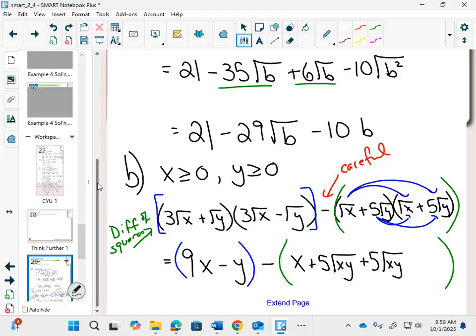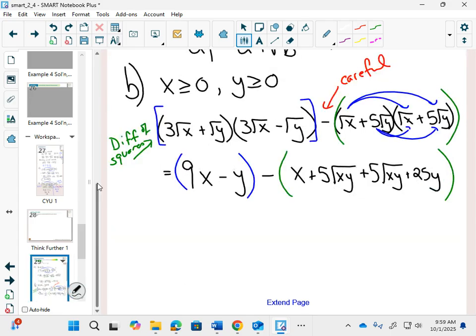And finally, 5 root y times 5 root y, that'll be plus 25 with the numbers out in front. And root y times root y will just be y. No absolute value necessary because y is already positive. Now, I put the blue brackets there so we could see that we simplified the blue, and I put the green brackets there to see that we simplified the green. The blue brackets are actually not necessary, right? They're not doing anything mathematically. But the green brackets are super important because you're subtracting all of that.